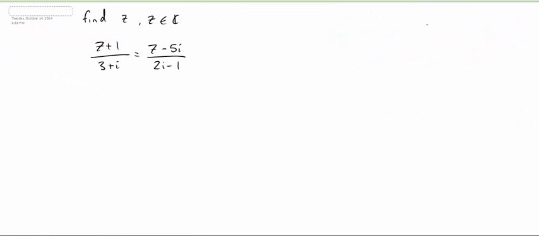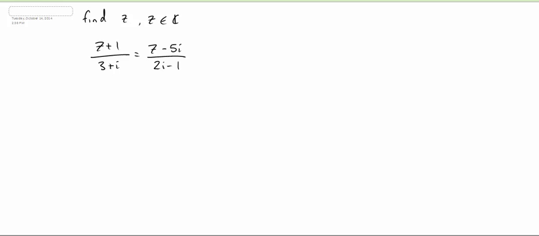Okay, let's beef it up. More division. We want to find z. Z is a complex number, where if I take that complex number plus 1, and divide it by 3 plus i, that's going to be equal to the complex number minus 5i over 2i minus 1.